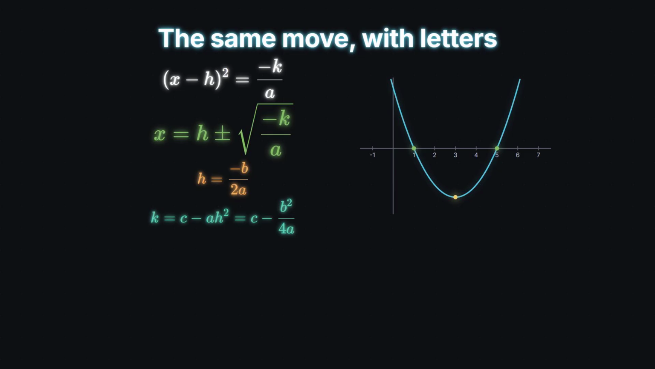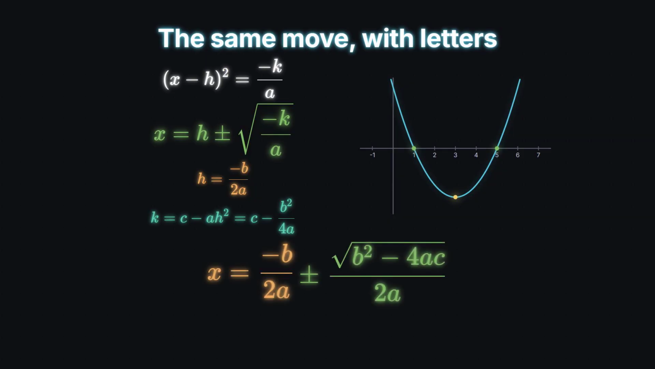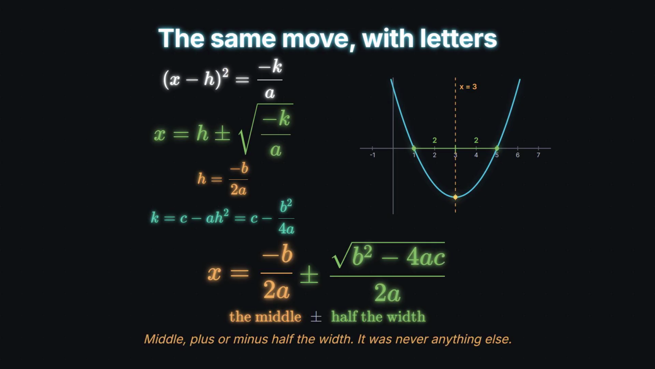Put those in, tidy the fractions, and out drops the thing you memorized. But now you can read it. Minus b over 2a is the axis. The root part, over 2a, is the distance out to each crossing. Middle, plus or minus half the width. It was never anything else.